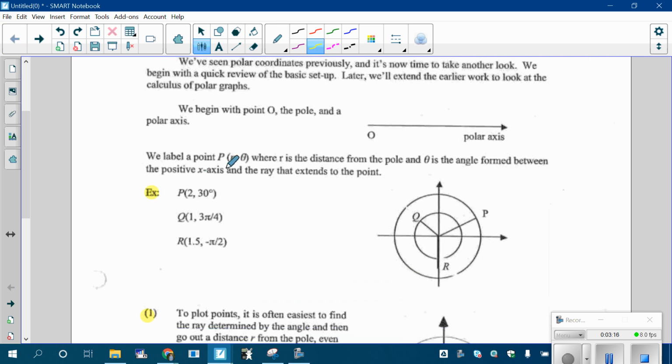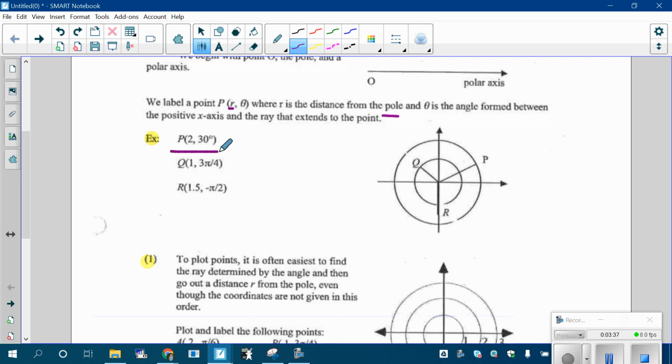We call those two things r and theta. r is the distance from that starting point, and theta is the angle, starting with the positive x-axis, to go to draw that point. Okay. We call that starting point the pole. Instead of calling it the origin, we call it the pole.